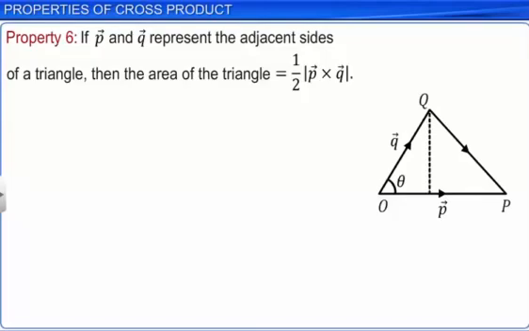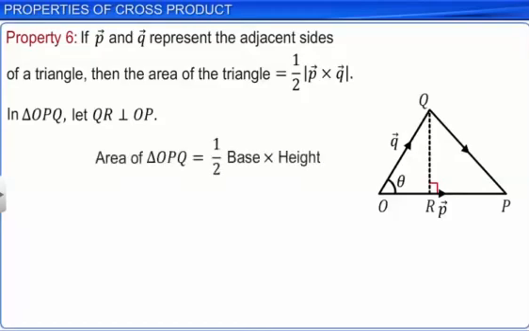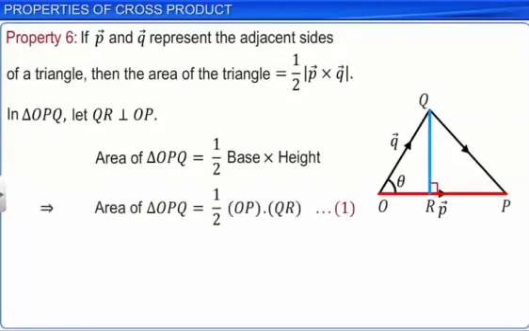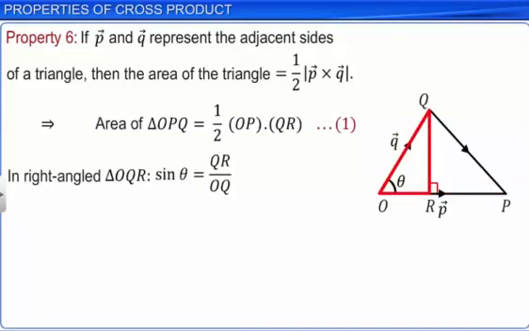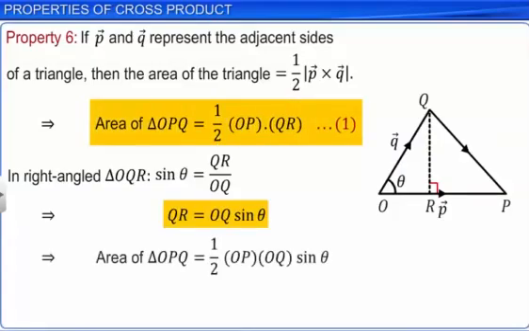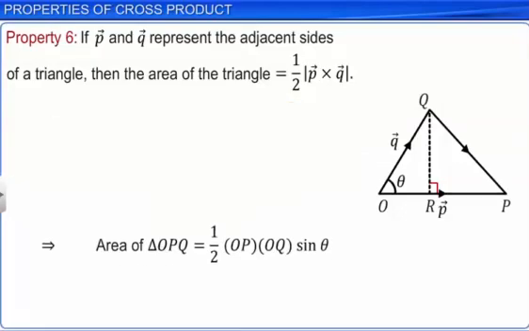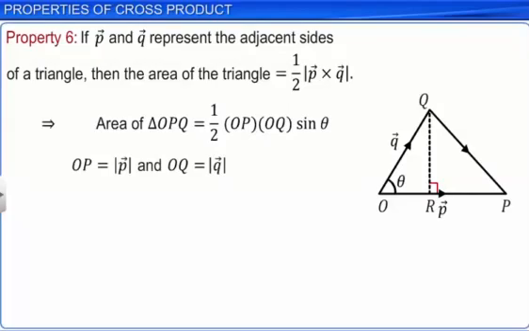By formula, area of triangle OPQ is equal to half of the product of base OP and height QR. From right-angled triangle OQR, we get QR is equal to OQ sine theta, where theta is the angle between vectors p and q. Let us substitute this value of QR in equation 1. Now, OP is equal to magnitude of vector p and OQ is equal to the magnitude of vector q. This implies that the area of triangle OPQ is equal to half of the product of the magnitudes of vectors p and q and sine theta.